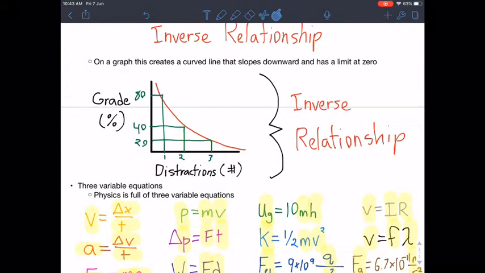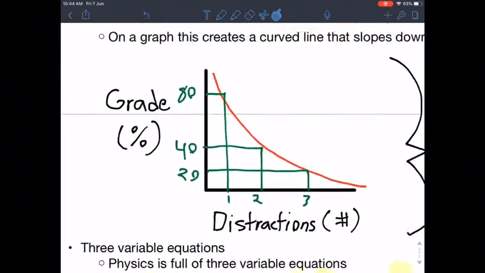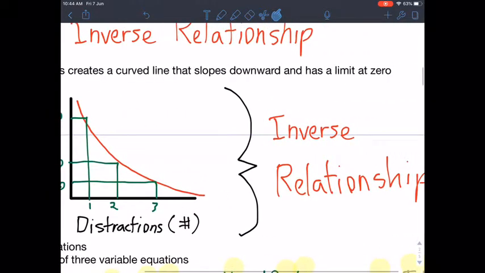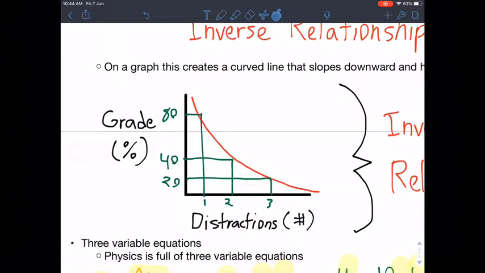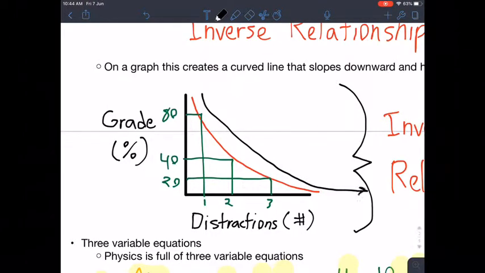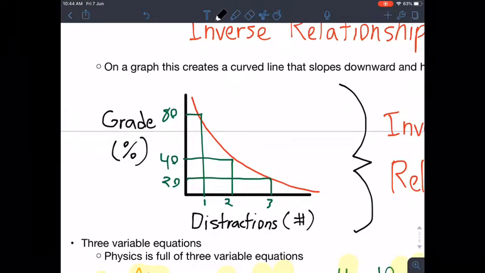If you graph this, though, you start to see that it's a little bit different from a direct relationship and actually a little bit complicated, because this is going to create a curved line that slopes downward and has what we call a limit at 0. What a limit means is that this line is going to get closer and closer and closer to 0, but it doesn't actually touch 0. It just gets smaller and smaller.